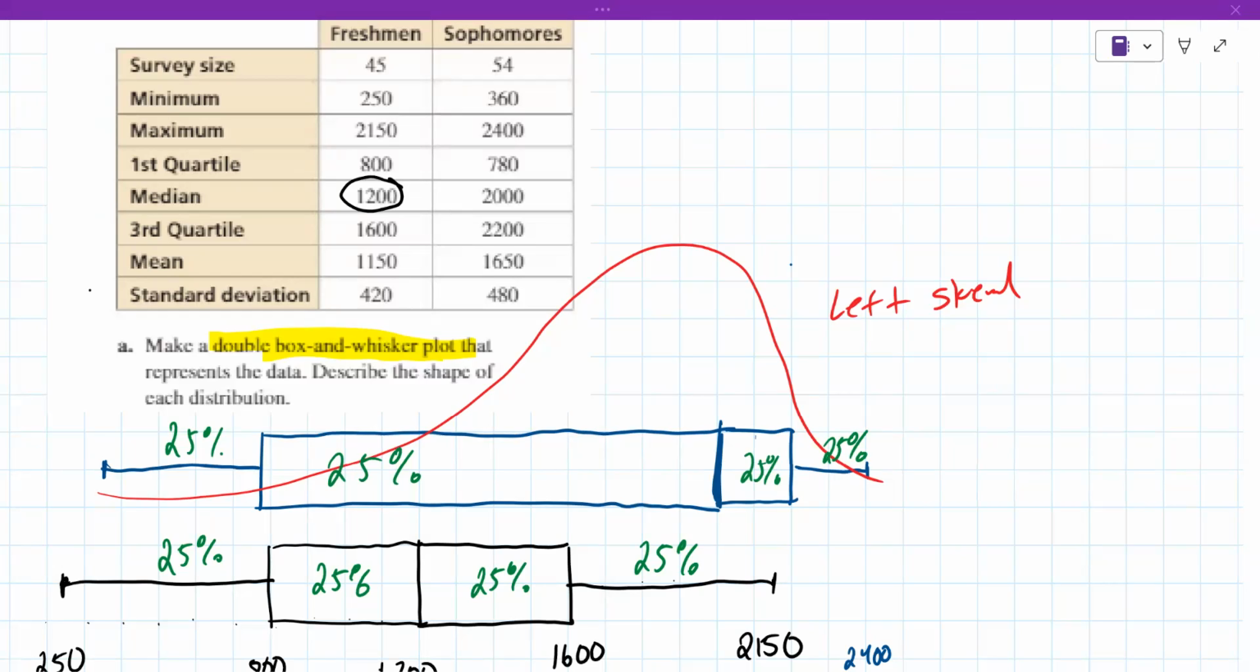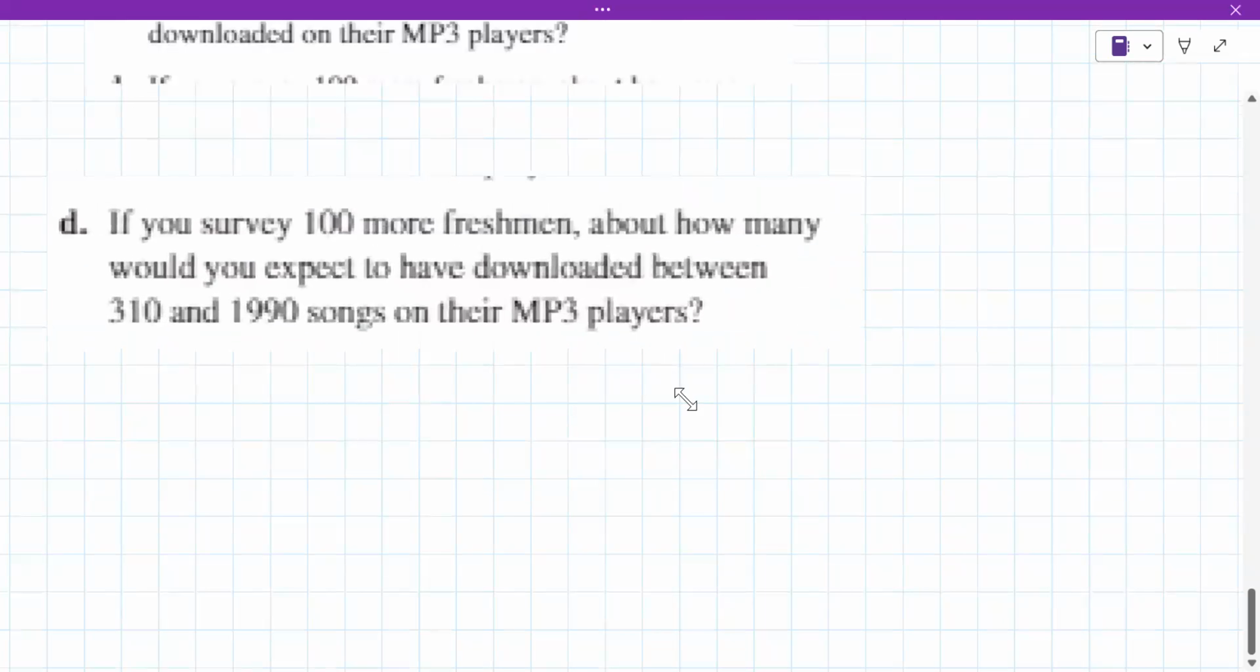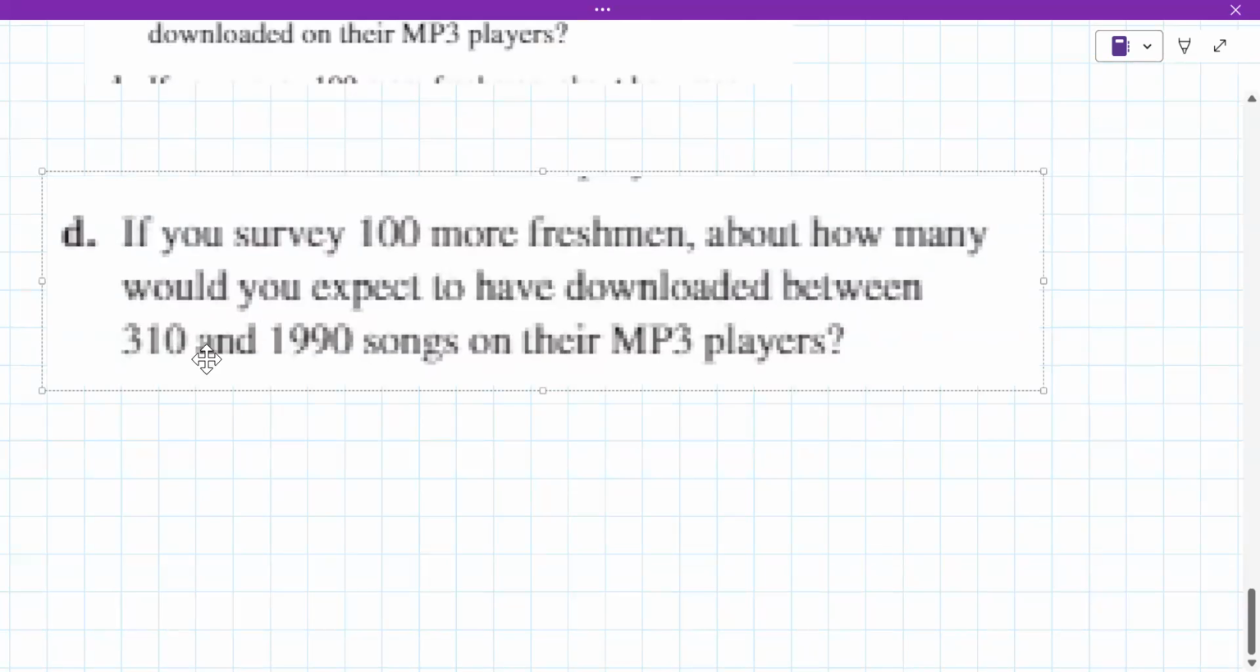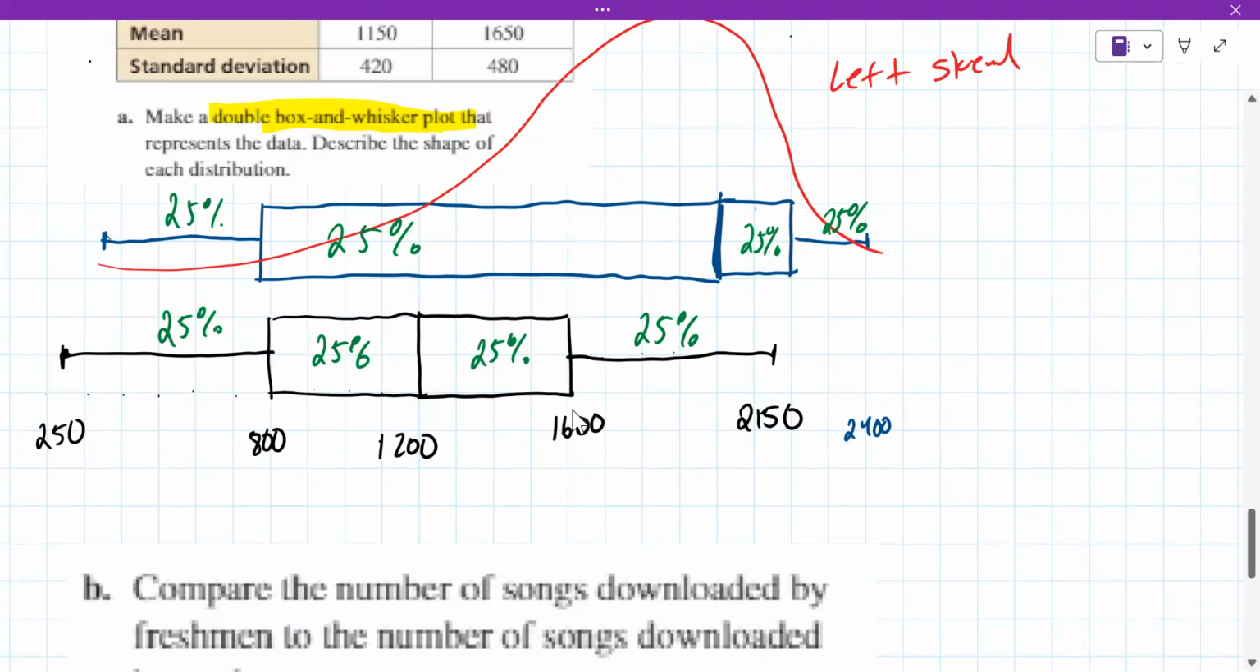So I've got to keep going back and forth here. If you survey 100 more freshmen, about how many would you expect to have downloaded between 310 and 1990 songs? So we have to go back and see what percentage of freshmen is between 310 and 1990. It's a lot of them. It's probably almost everything, maybe kind of in the half here, like 87.5%, because it's around the middle.